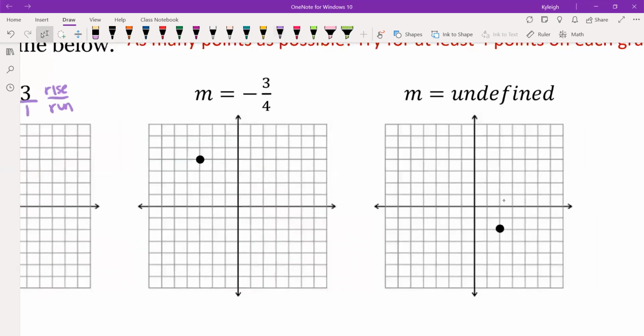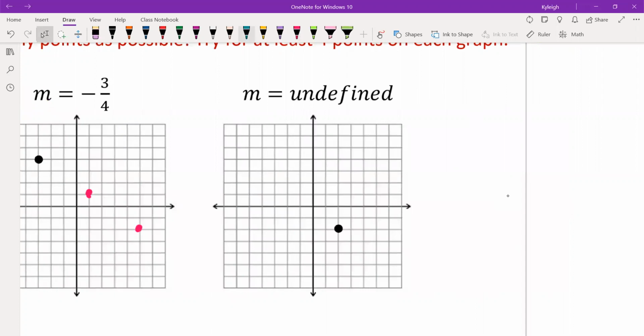I want you to pause and try this next one. All right, you should have been able to get 3 points on there. Again, we're trying for 4, but we may not be able to get that many because our graph simply isn't big enough. So if your points aren't in the same spot as mine, do them there. Undefined: remember, that means our rise is some number and our run is 0. So we're not going left or right, we're just rising, because it's a vertical line. We'll do a lot of practice, so just make sure you ask for help.